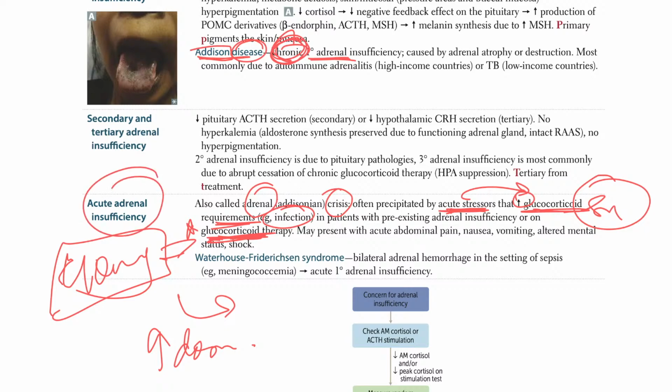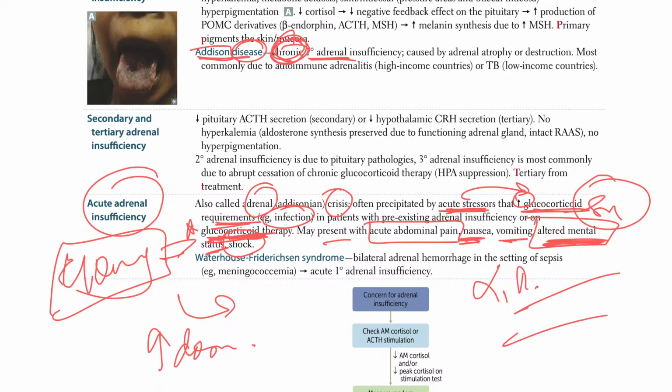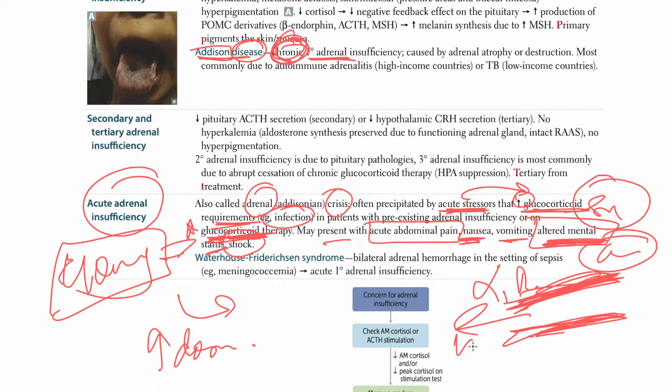And it's going to present with acute abdominal pain, nausea, vomiting, high yield, altered mental status, high yield, shock. Why shock? Because again, alpha 1 receptors are needed for the vessels' tone. When you do not have enough cortisol, you are not going to have this tone, and it's going to cause hypotension.